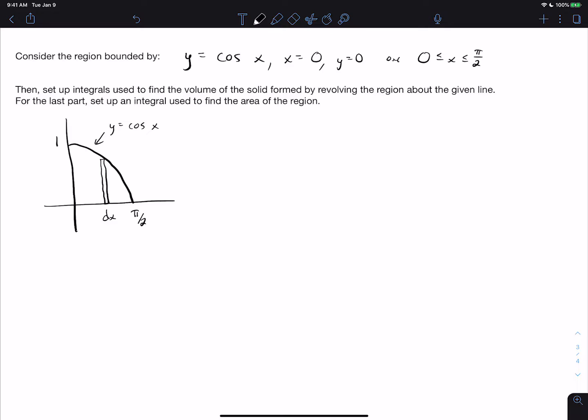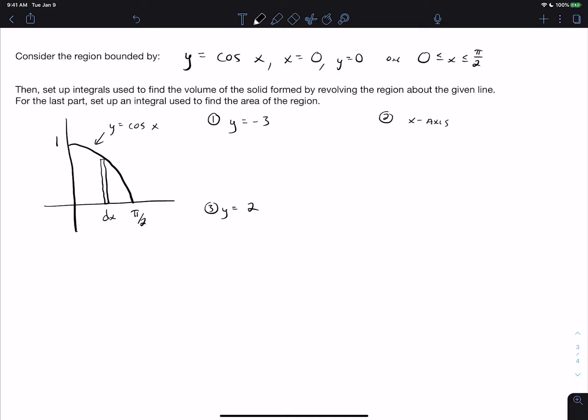Now we're going to do several problems. Number 1, set up an integral used to find the volume of the region when the region is revolved about y equals -3. Number 2 is going to be about the x-axis. And number 3 is going to be about y equals 2. Please pause the video, try all 3 of these, and then check them with me in just a few minutes.